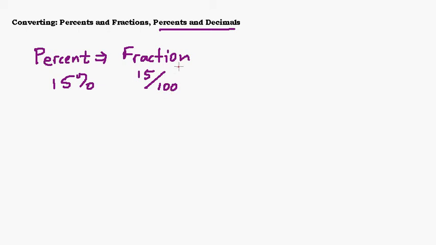It's always good manners to reduce your fraction. So what goes into both 15 and 100? Let's see. 5. So we could divide the top and bottom by 5. And we end up with 3/20. So 3 out of 20 is equivalent to 15%. If 3 out of 20 people floss every day, that would be the same thing as 15 out of 100 people. It would be proportional.